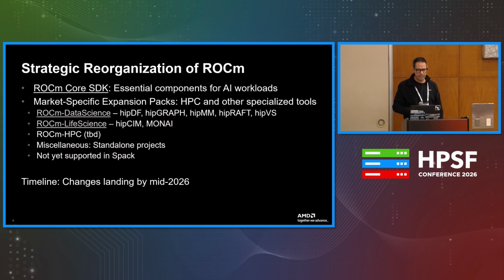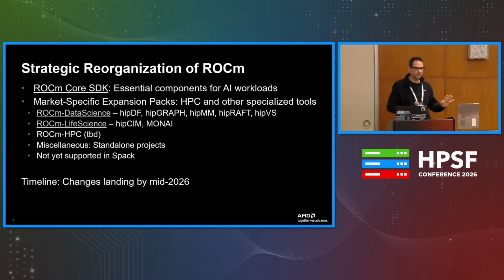That's sort of TBD. But you have ROCm Data Science, which includes a number of different libraries that are useful for data science, and then a ROCm Life Science package as well. And this is not yet supported in Spack, but I can certainly see a good motivation for doing this. If you had a meta package or something like that where you could combine these different components of ROCm and say you want to say spack install rocm-hpc, you'd get what you needed. And the timeline for this is that all these changes are expected by mid-2026.